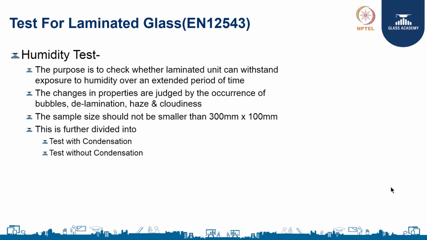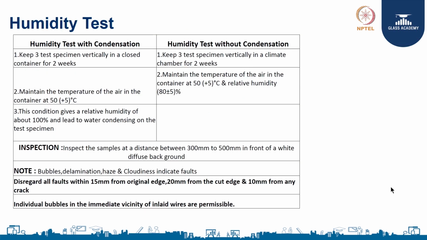Humidity test with condensation. We need to keep 3 samples vertically in a closed container for 2 weeks and maintain a temperature of 50 degrees plus or minus 5 degrees centigrade. The conditions for the test with condensation are about 100% humidity, leading to water condensing on the test specimen.